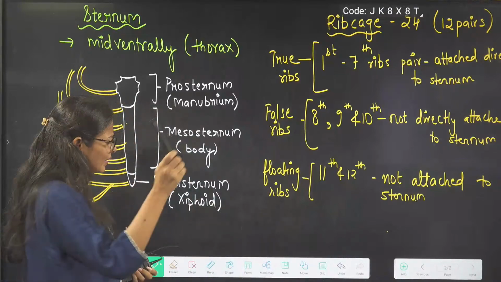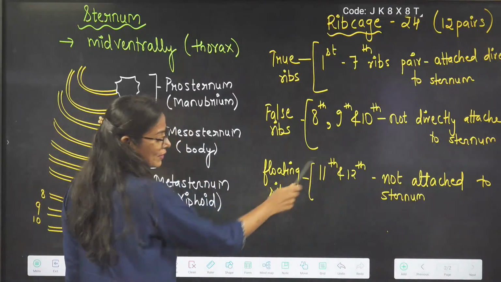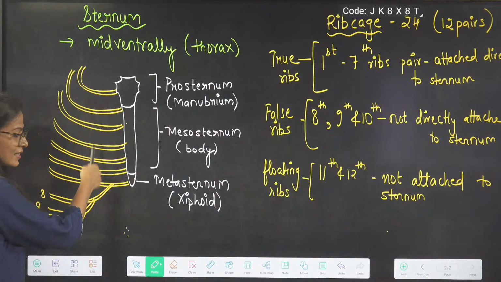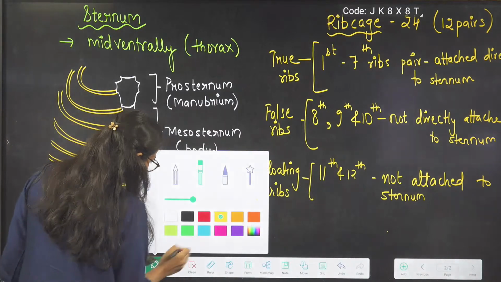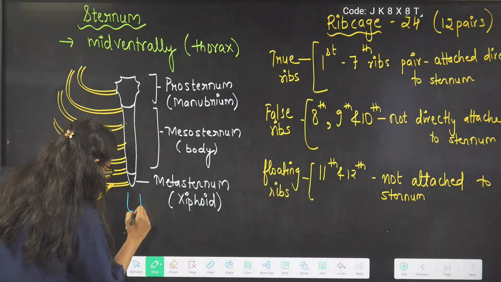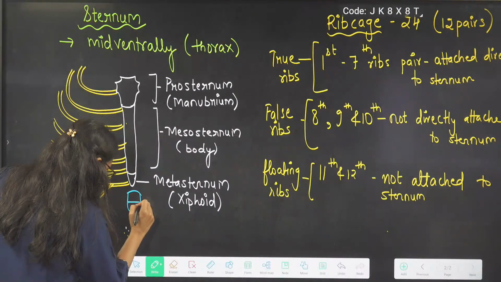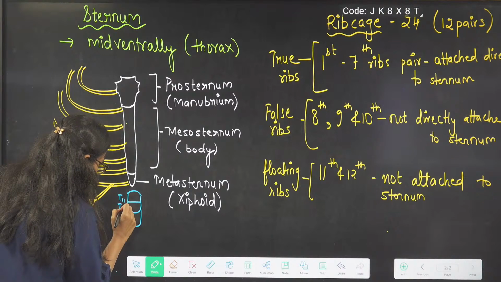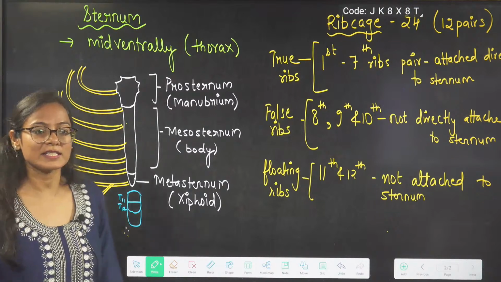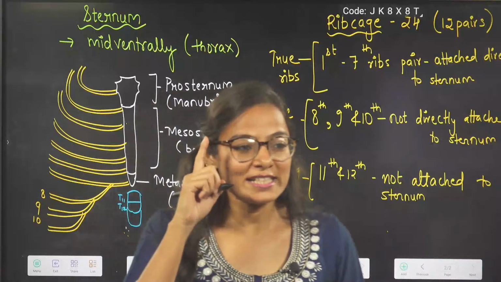But the last two pairs, that is 11th and 12th, are not attached ventrally anywhere. What I told you, they are attached dorsally. So here I'm going to make that dorsal portion of the vertebral column, right? So you have T11, T12. Quickly tell me what is T11 and T12. What is T over there?